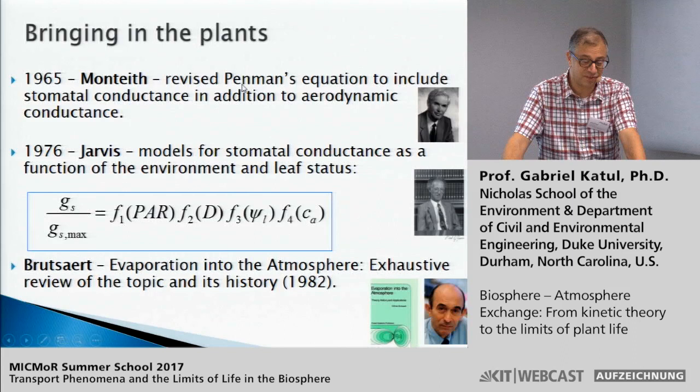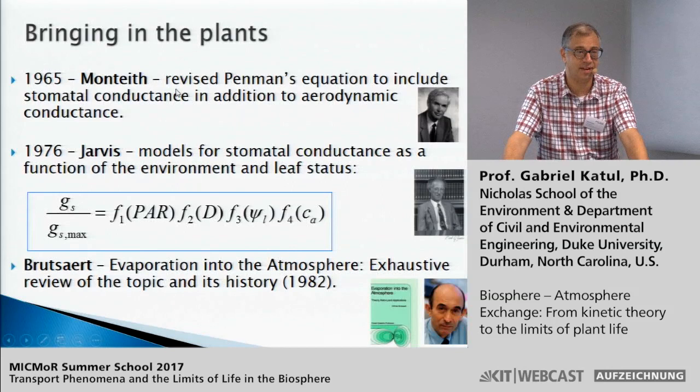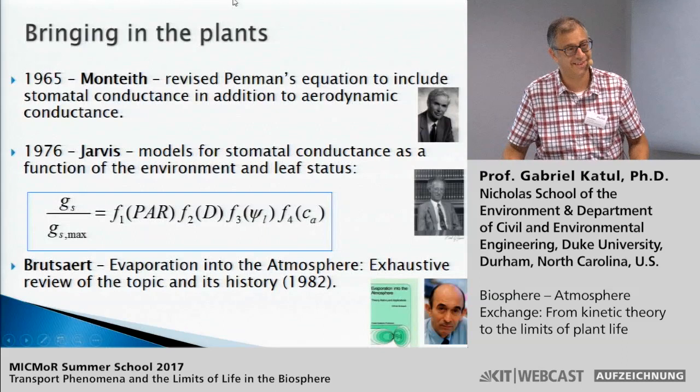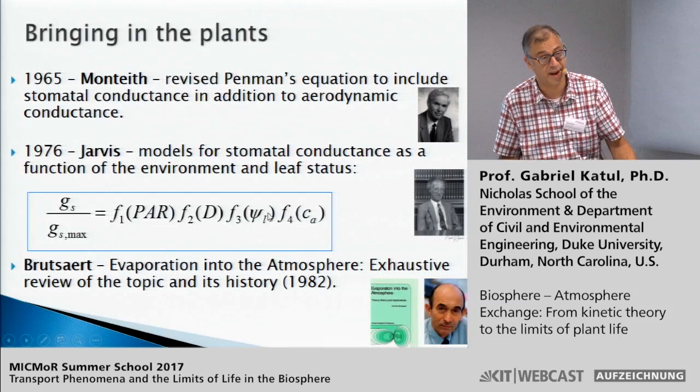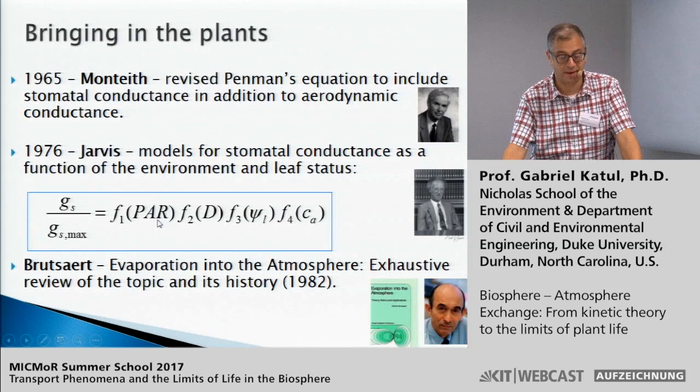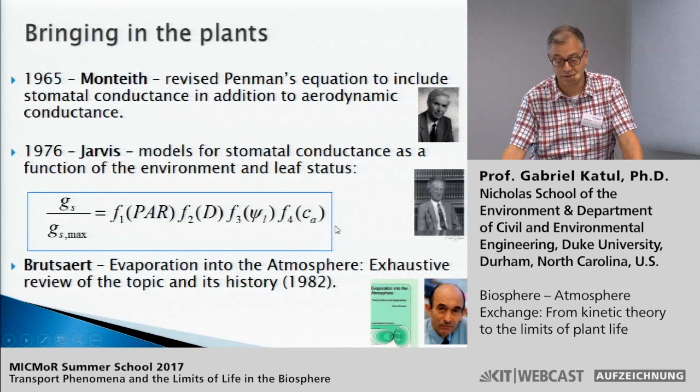And as is the case in fields that are in their embryonic form, to borrow a word from Wilfrid, what you typically do is you have a maximum rate and a bunch of reduction functions, and you basically try to figure out what these reduction functions are from some maximum rate that you think you could estimate. And that turned out, in the case of stomatal conductance, to be dependent on photosynthetically active radiation or light, vapor pressure deficit, leaf pressure, atmospheric CO2, etc.